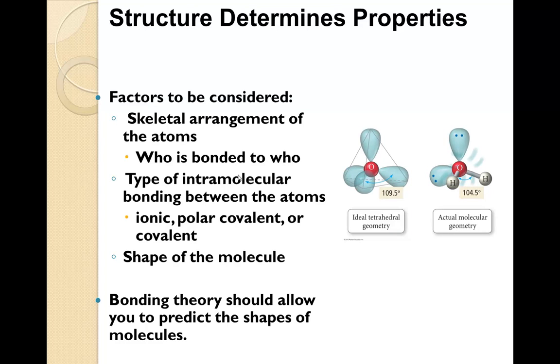One is the skeletal arrangement of the atoms, so which atoms are bonded to one another. Another is the type of intramolecular bonding, so that's between the atoms of the molecule, so ionic, polar or nonpolar covalent, and the shape of the molecule itself. Bonding theory should allow you to predict the shapes of the molecules.